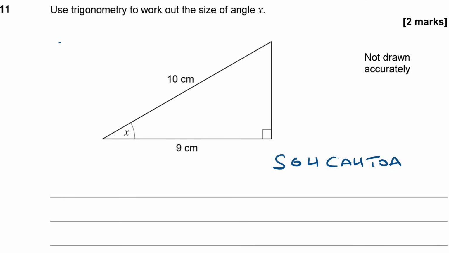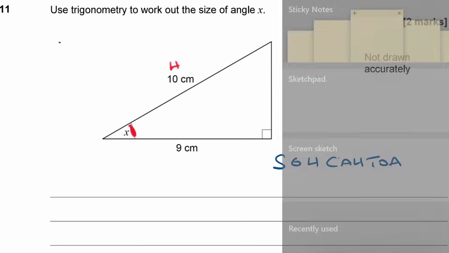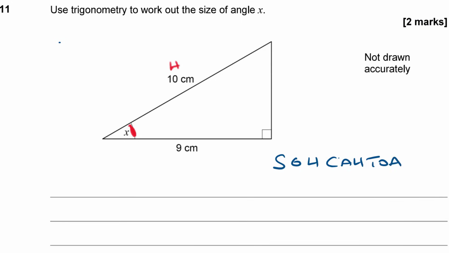Now, easiest thing to do is just label up the sides first. Here's my angle down here. So that means, well, that's the longest side, isn't it? So it's the hypotenuse. This 9 joins onto it, so it's the adjacent, and that makes the other side the opposite. So I have been given the adjacent and the hypotenuse, and I want x. So the ratio that includes the adjacent and the hypotenuse is that one there.